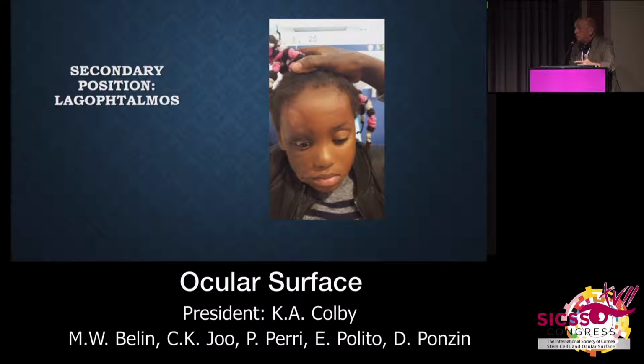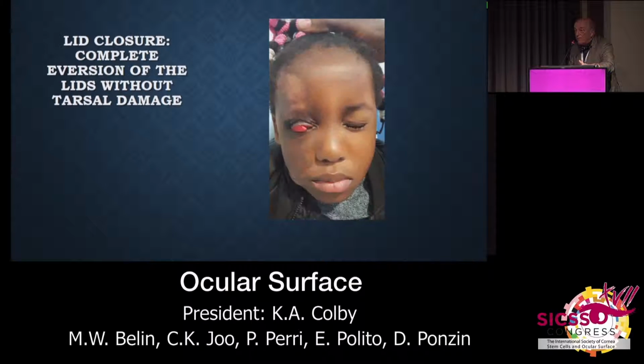Here in a secondary position, instead, the situation is different. We do have a lack of thalamus, but still acceptable, I would say, in terms of eyelid closure. So we have an eyelid closing, but we have an eyelid which is completely overturned without any damage to the tarsus. So we should begin and think how to reconstruct such an eyelid.